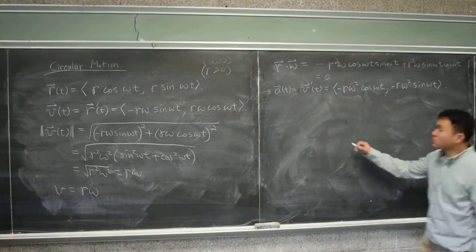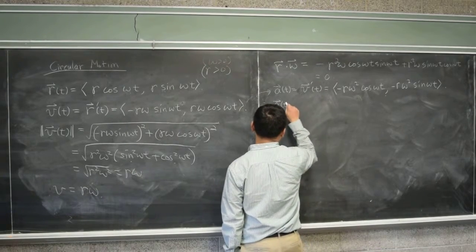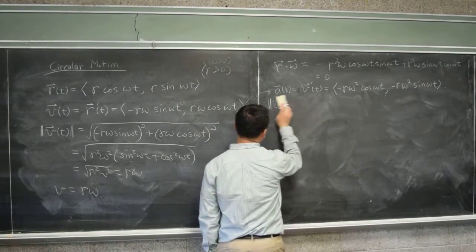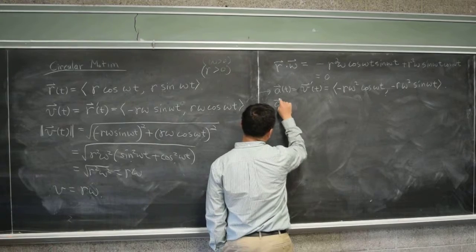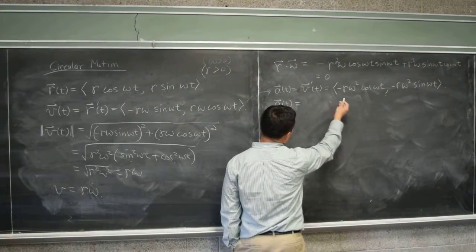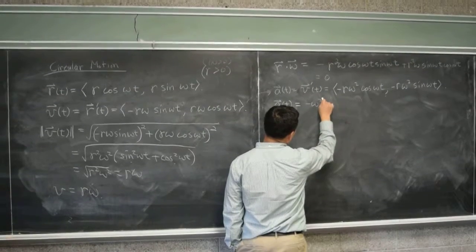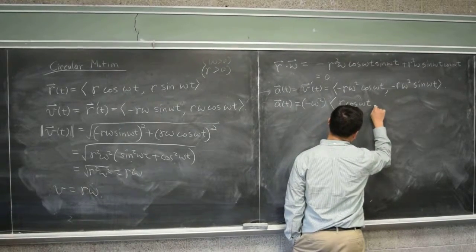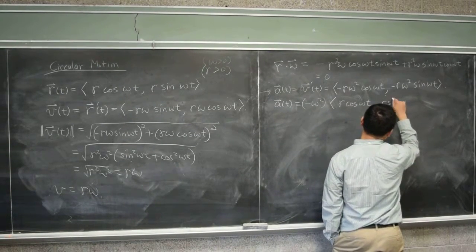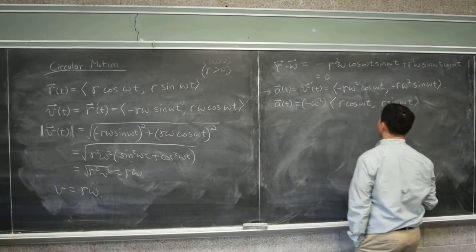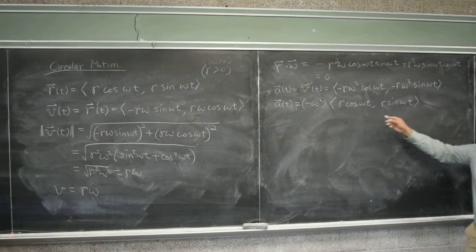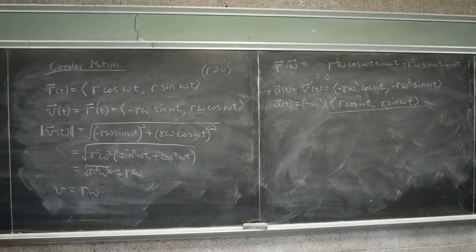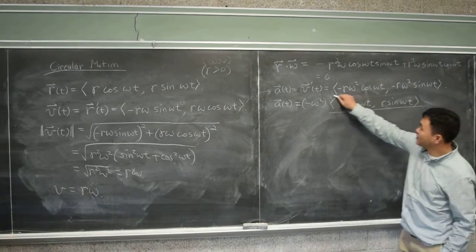All right, and then what's the norm? Here's another way to think about it. We can just say that this is negative omega squared times r cosine omega t, r sine omega t. Okay. What's this? Huh? 0. No. R, that's r, right? That's the r vector.